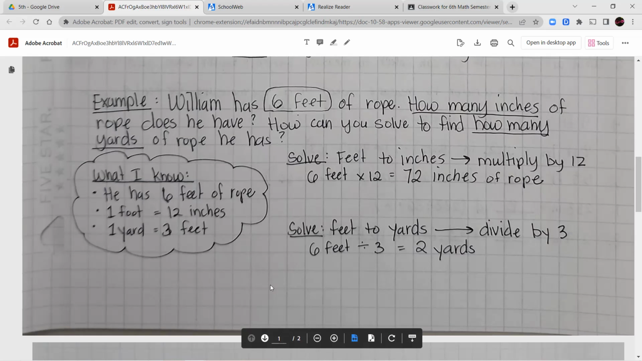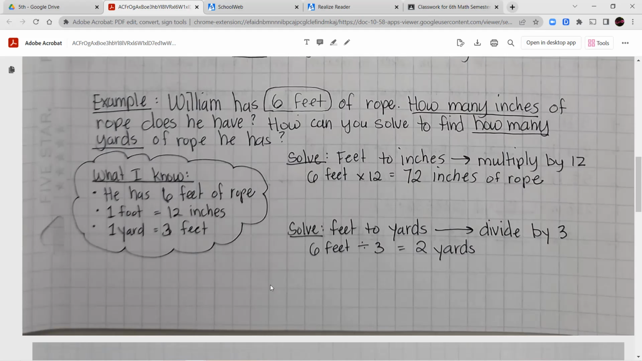So here my example says, William has 6 feet of rope. How many inches of rope does he have? How can you solve to find how many yards of rope he has? So first, let's stop and think, what do I know? I know he has 6 feet. I also know that 1 foot is equal to 12 inches, and I know that 1 yard is equal to 3 feet. So let's start solving.